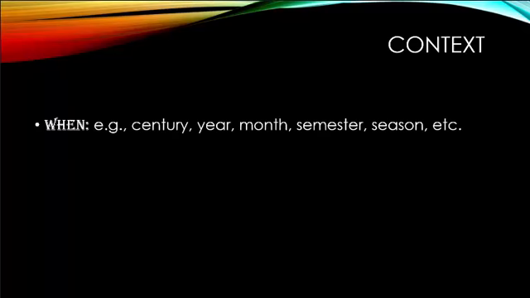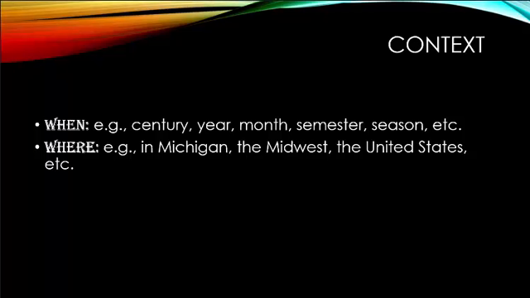Context can answer a number of things. One kind of context a writer may want to set is, when is the time period the paper describes? Is it this century, this year, this month, this semester, this season, this week, etc.? Context can also answer where. In Michigan, in the Midwest, in the United States. In other words, what region or what part of the world should the reader care about?